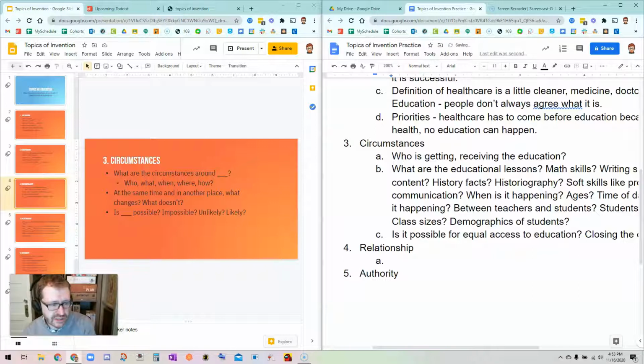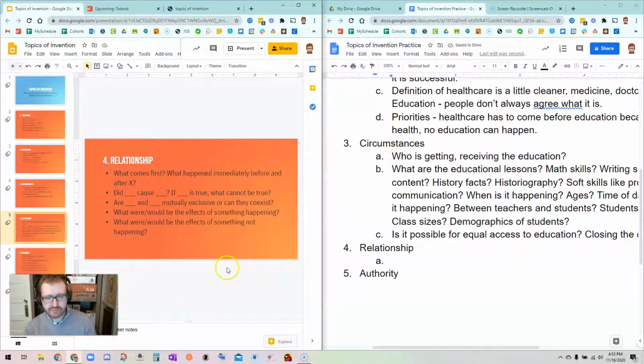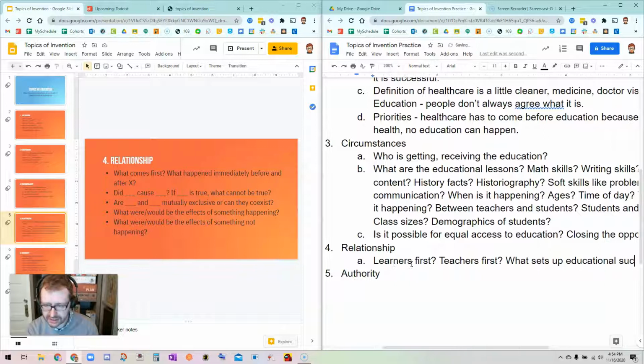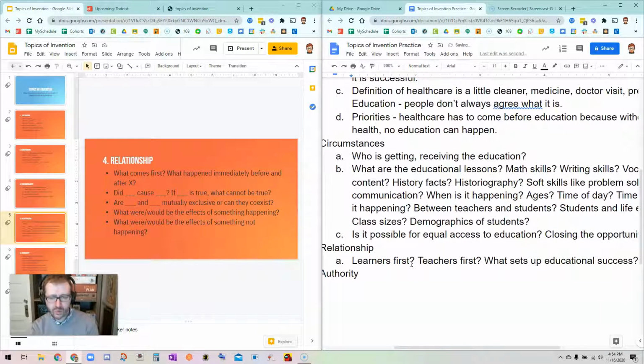So then we get to relationship, which is the relationship between ideas. So what comes first? What happened immediately before and after a thing? So when we talk about relationship, we're going to talk about, is it learners first, teachers first? What sets up educational success? So what's the order of how this works or how this happens? We're going to talk about cause and effect, right?